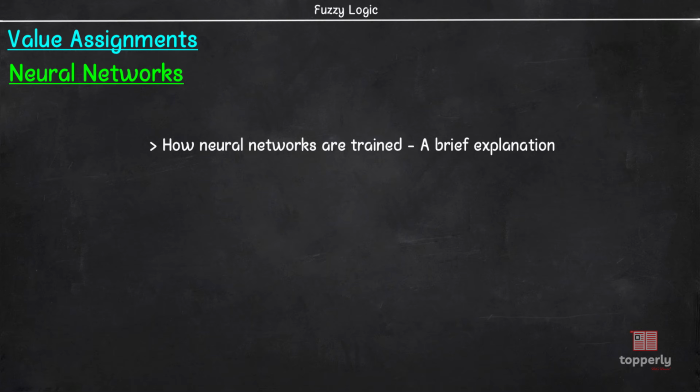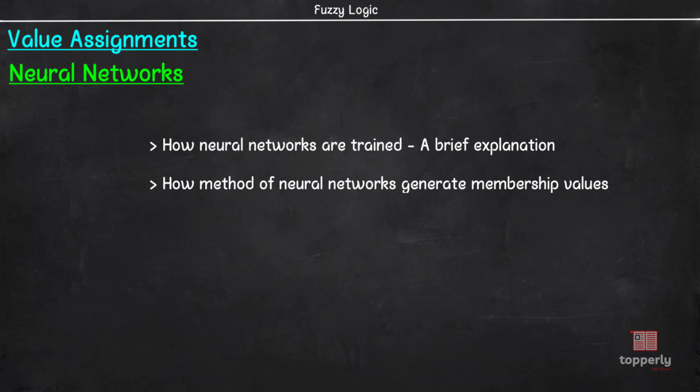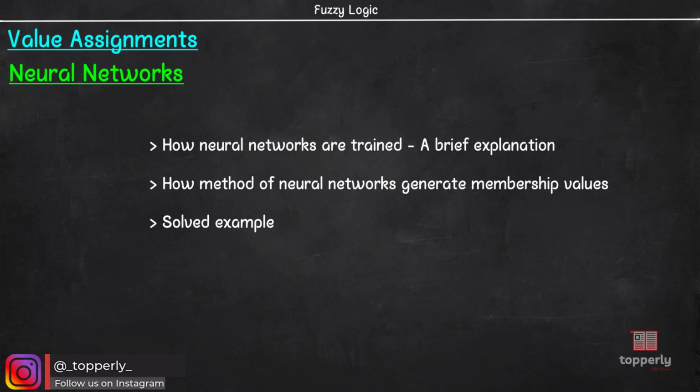First, we will see a very brief overview of how neural networks are trained and how this method can be used to get membership values. Then, we will see a solved example to see how training is done mathematically.